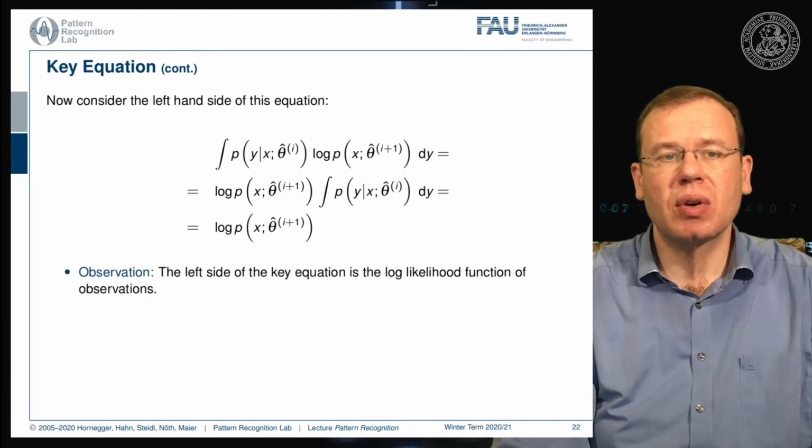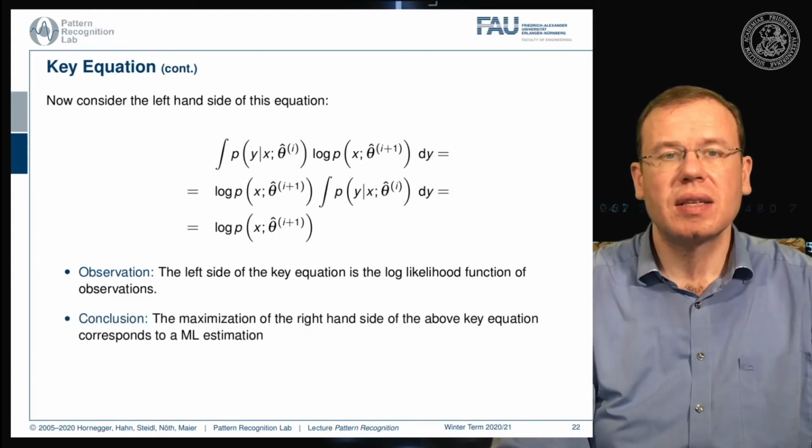So we can observe that the left hand side of the equation is the log likelihood function of our observations. So we encountered this term previously, and we can now use this to express the log likelihood function. So the maximization of the right hand side of our key equation here corresponds to a maximum likelihood estimation.